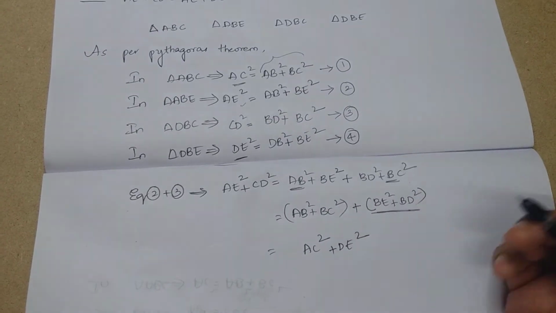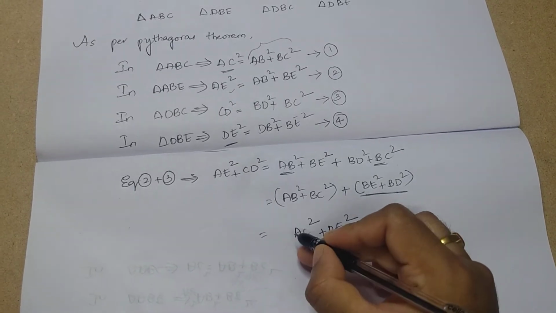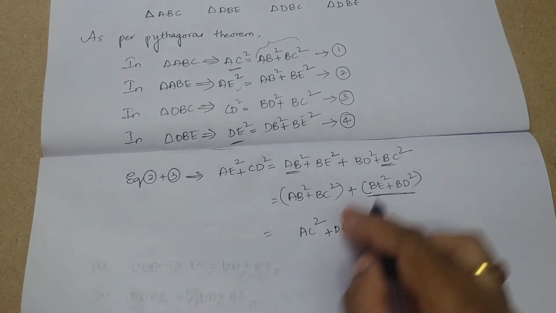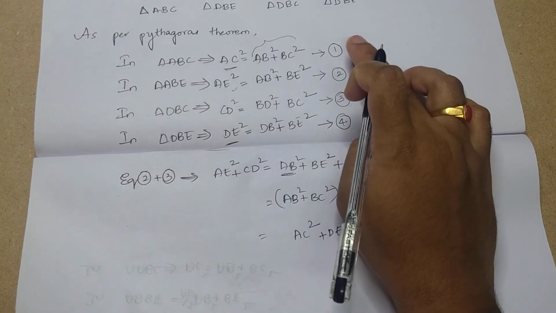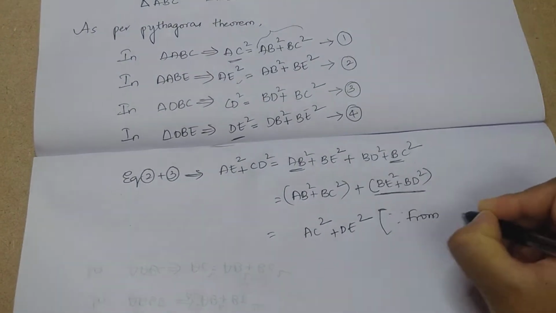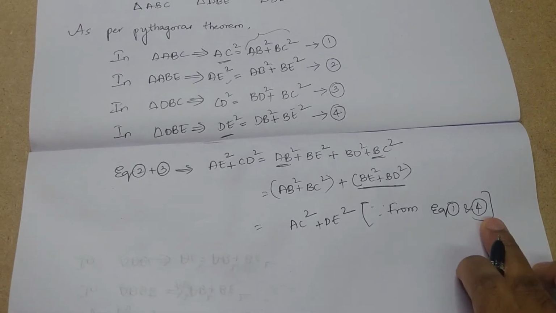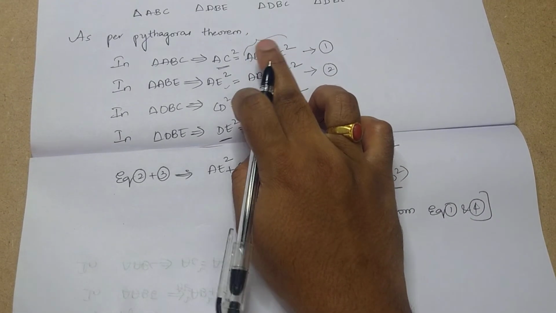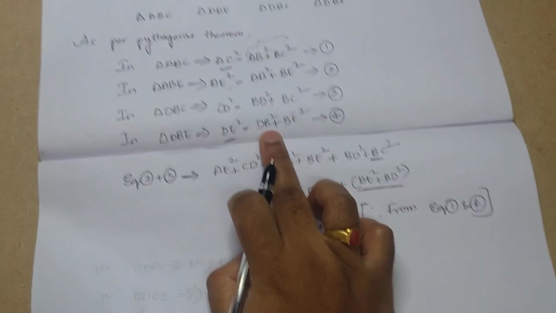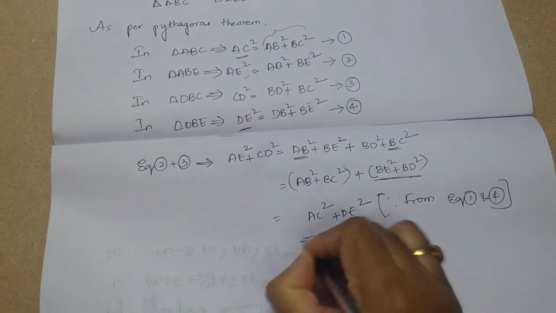So after writing, on which basis have you substituted AC and DE? You have to write it. On which basis did we do this step? It's on the basis of equation 1 and equation 4. Since, from equation 1 and 4, okay, from equation 1 it is AC square equals AB square plus BC square and equation 4, DE square equals DB square plus BE square. Clear? So this is what we got.